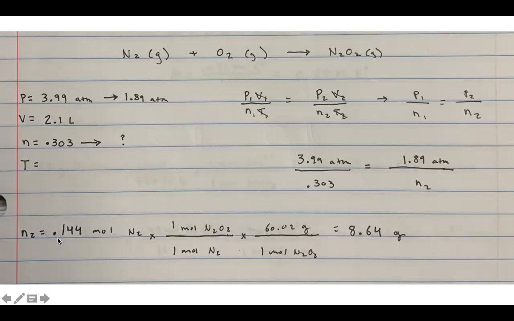Okay, and so if we find out we have 0.144 moles of nitrogen gas, we can use the balanced equation to know that 1 mole of nitrogen gas is 1 mole of dinitrogen dioxide. Then we use the molar mass of dinitrogen dioxide to find out that we would have been able to produce 8.64 grams of product.